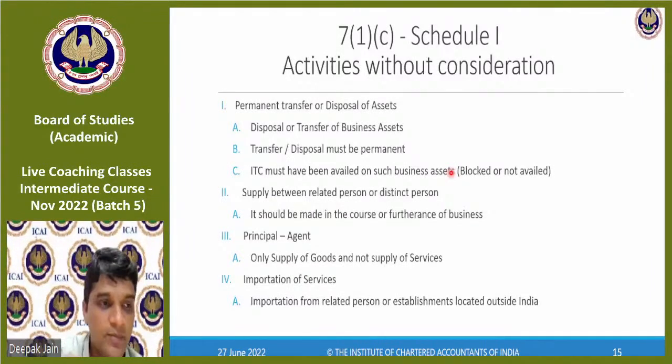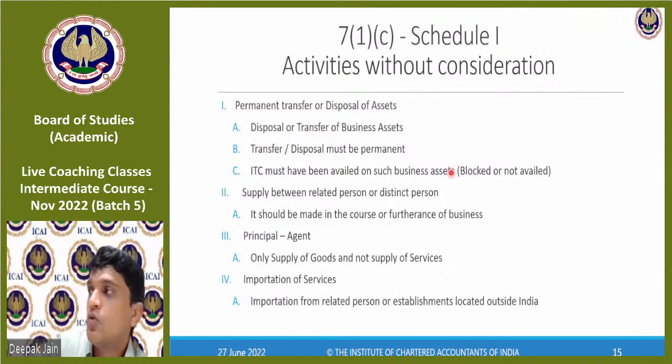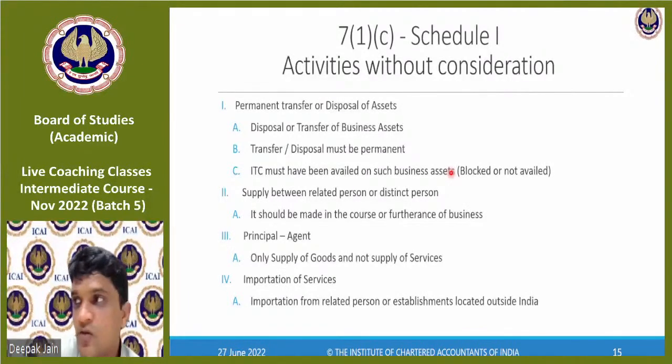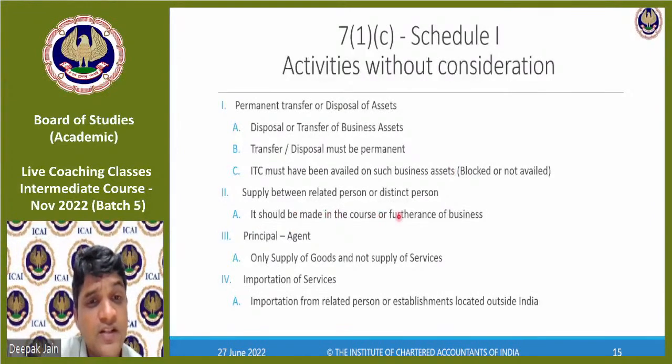So whatever credit I've claimed and I'm disposing of. Suppose I have laptops, and I have taken credit on them. Now I'm giving the old laptops to an NGO. They can at least use them. I'm not taking any consideration. On that, I have to pay GST on my outward supply. Where there is no consideration, I have to go with the valuation of it, the notional value, the open market value, and on that I have to pay GST. Clear? The second is supply between related persons or distinct persons.